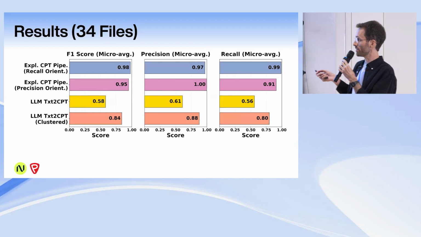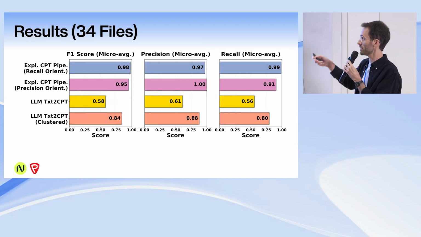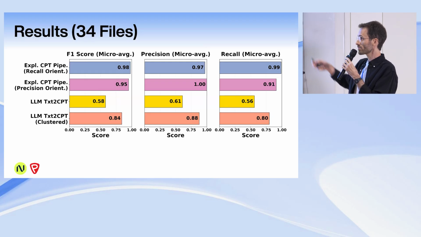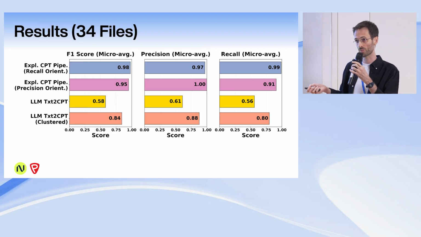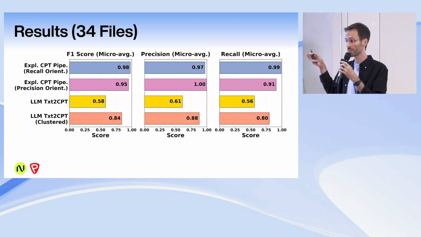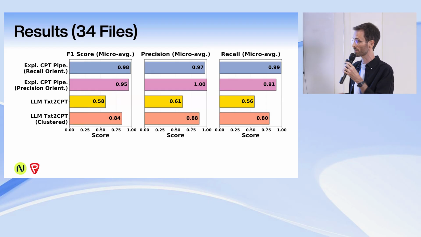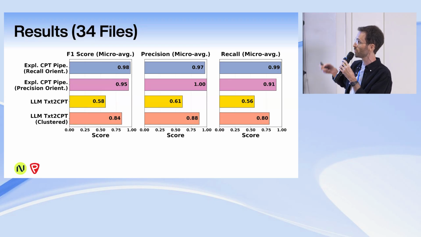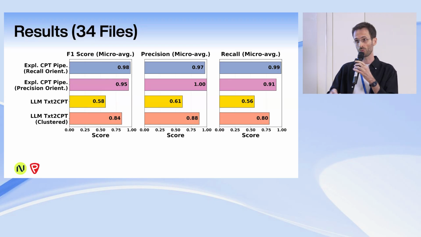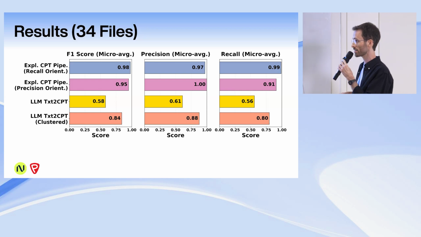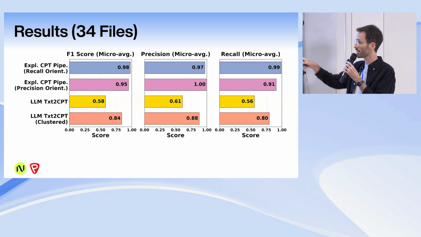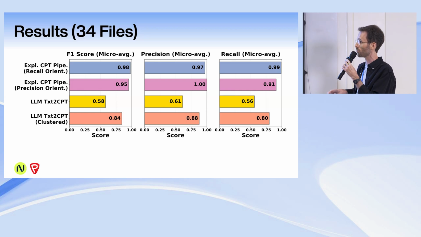So what we did here, you can see the baseline in the pink and the blue. Basically, we took documents that contain both explicit codes and corresponding text. And we first ran the pipeline of explicit codes. And these are the results in blue and pink. Then we removed the CPT codes from these documents and ran the current pipeline. And you can see the results in yellow.